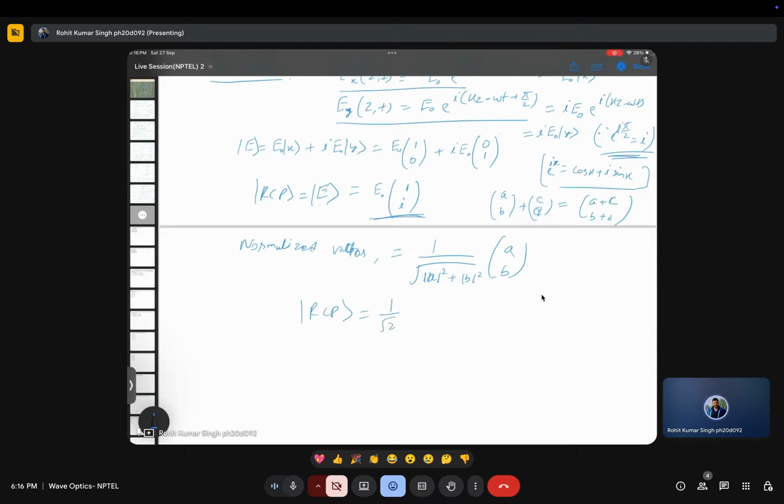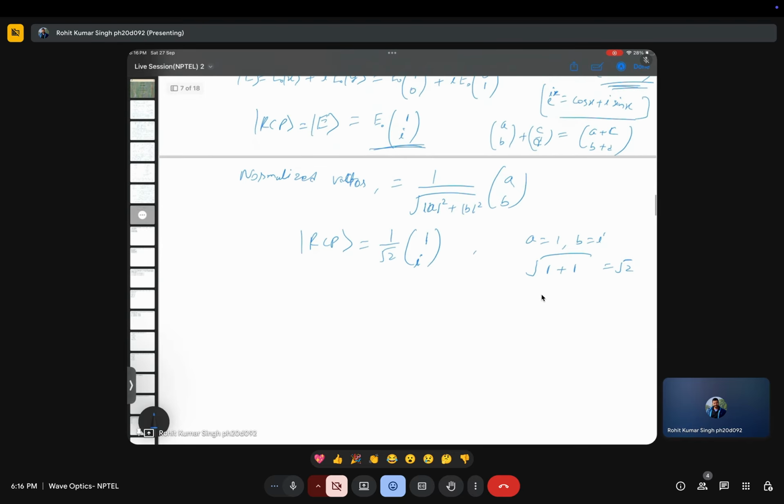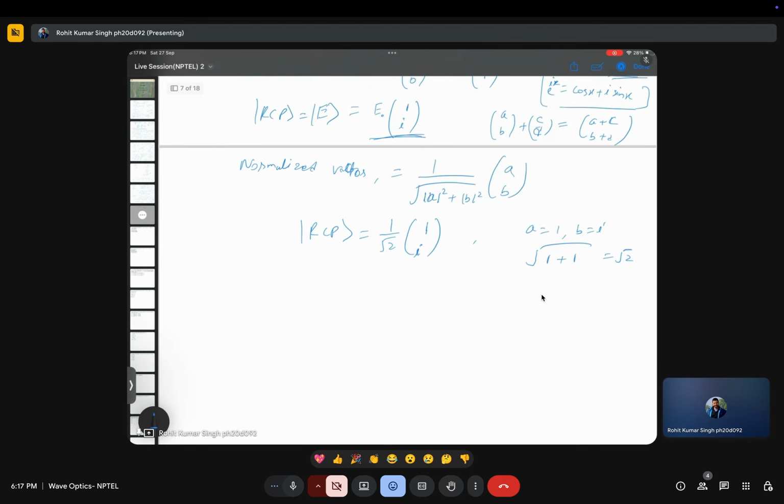1 over square root 2, times (1, i), because A is 1 and B is i, so A squared will be 1 and B squared is also 1, so you get root 2. And similarly, if you do this for the left circularly polarized wave, you will get this expression. There will be a minus sign.